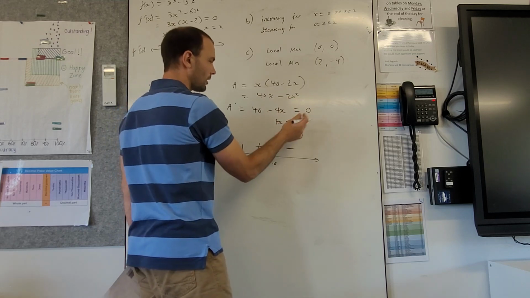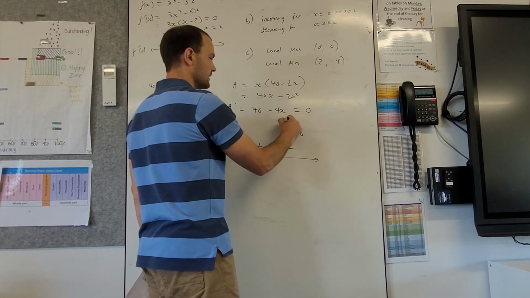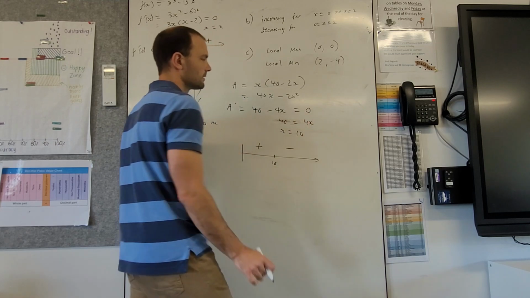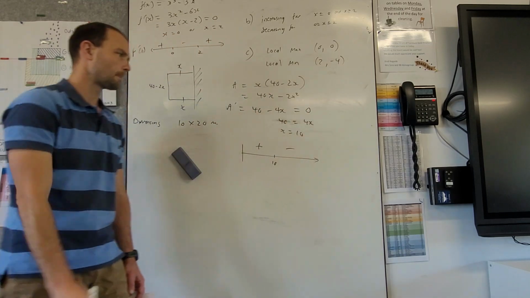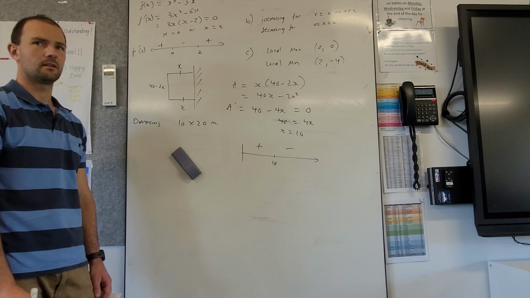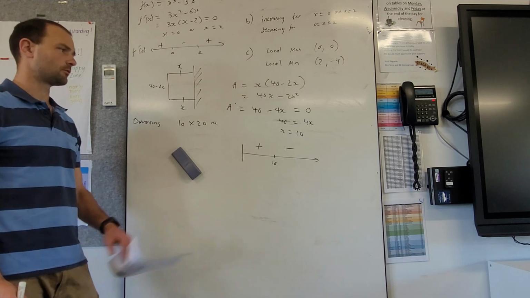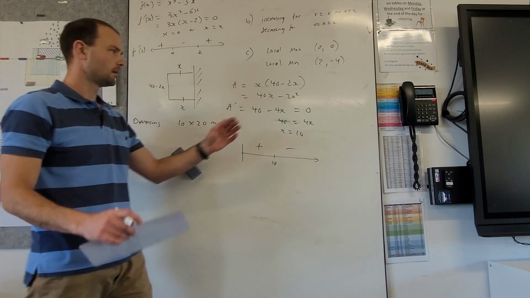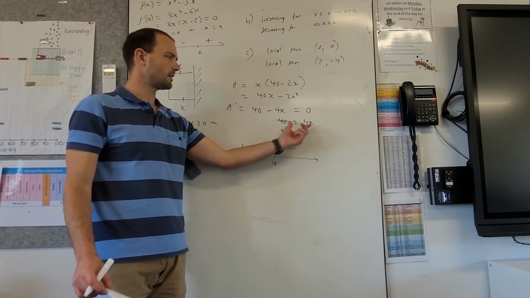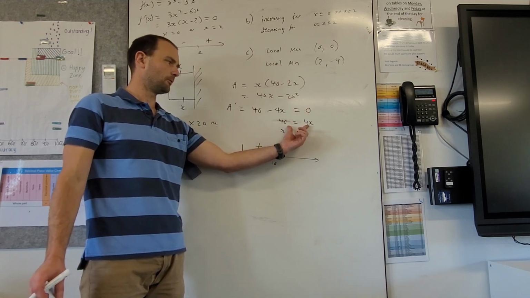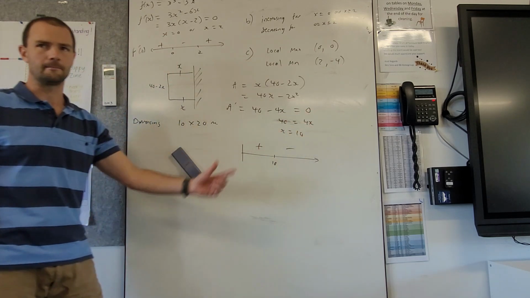So what we've got here is 40 equals 4x. I can add 4x on this side, or you could have it as negative 4x equals negative 40. It's going to be the same, but all I've done is move the x to the other side and then divide both sides by 4. That gives me x is 10.